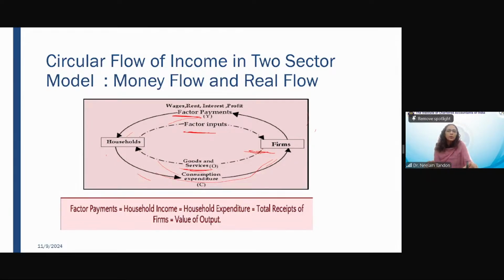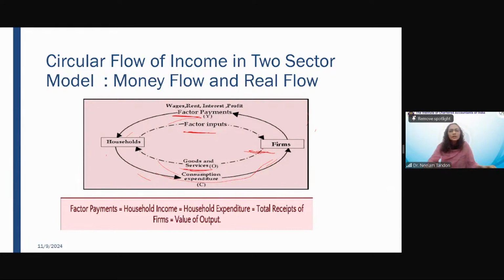Reason being, whatever is produced by corporate is purchased by household. Whatever payment has been made by firms to the household, that has been spent on goods and services, and that much amount of money is paid to the household. So it's a full circle. That is why it is known as circular flow and two-sector model.